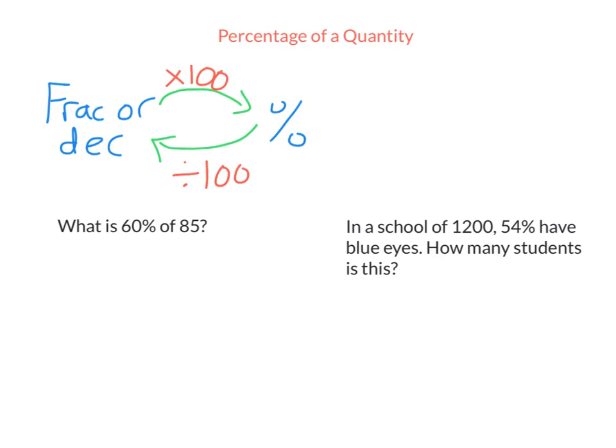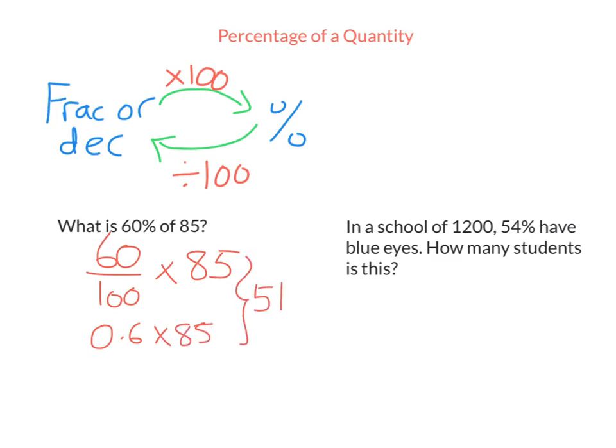So what I do is I convert the percent to a fraction or a decimal. If you want to convert a percent to a fraction or decimal, you do the opposite of what we've been doing to this point. You divide by 100. So 60% of 85, I just go 60 over 100 times 85, because of means times. Or you can go 0.6 times 85. Both of them will give you the same answer of 51. 60% of 85 is 51. In other words, if I did 51 over 85 times 100, I'd get 60. 51 is 60% of 85.